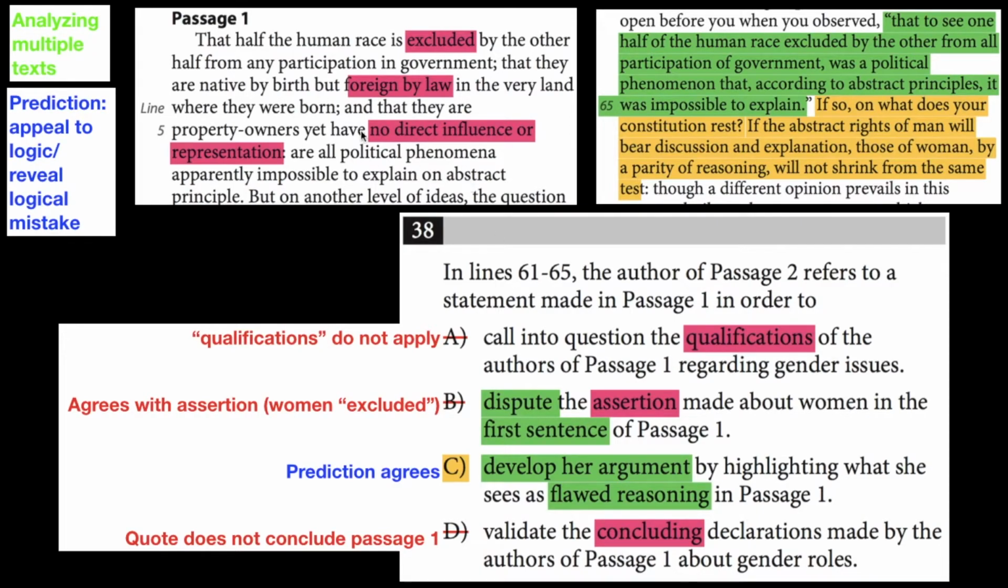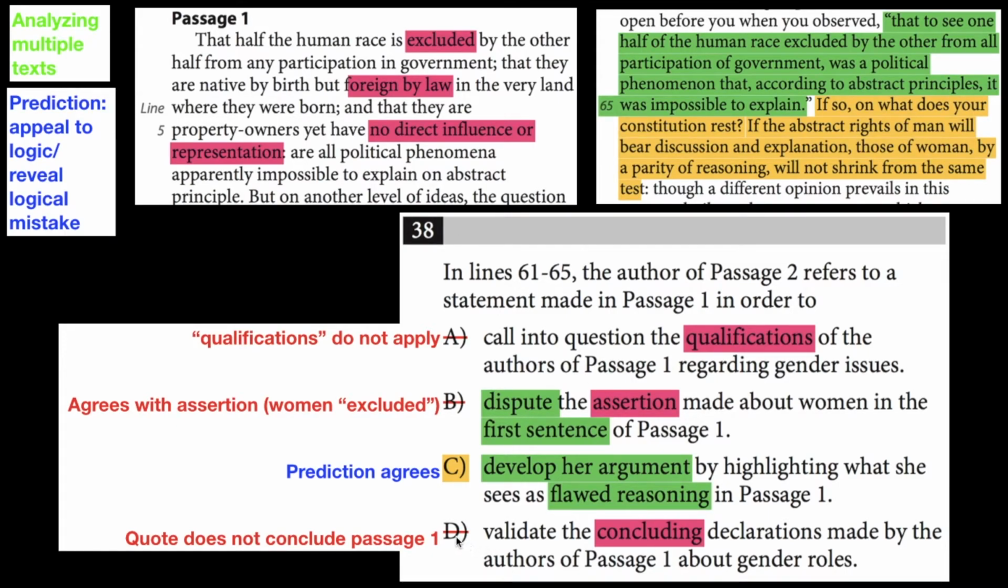She disputes the result, the fact that you can't use logic to explain these things. She disputes that. She wants to develop her argument, and she sees it as flawed reasoning, and that agrees with my prediction. You've got to be able to apply reasoning and logic to all of your argument, not just part of it.